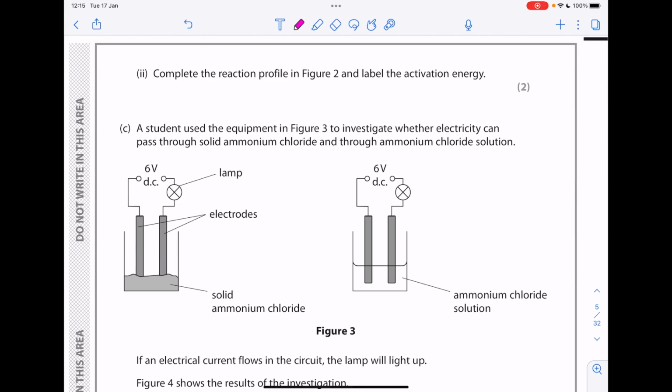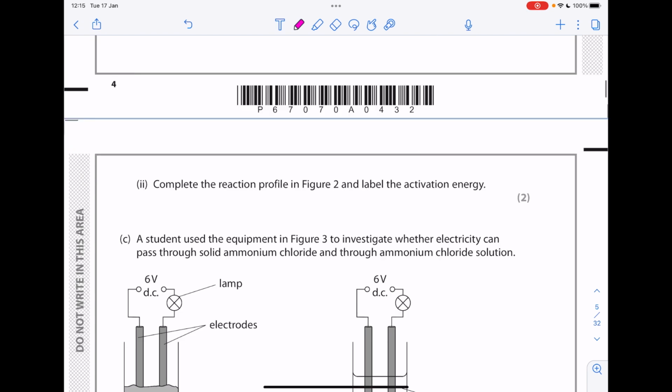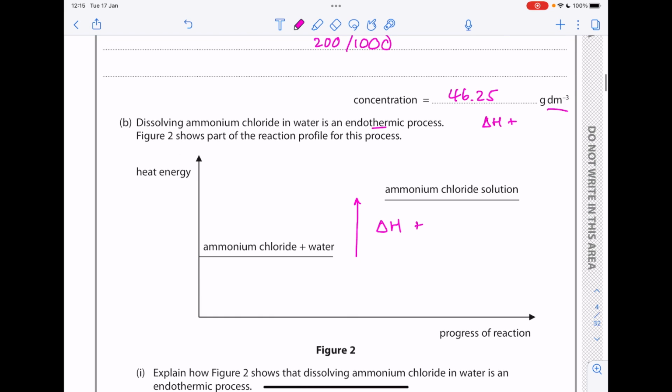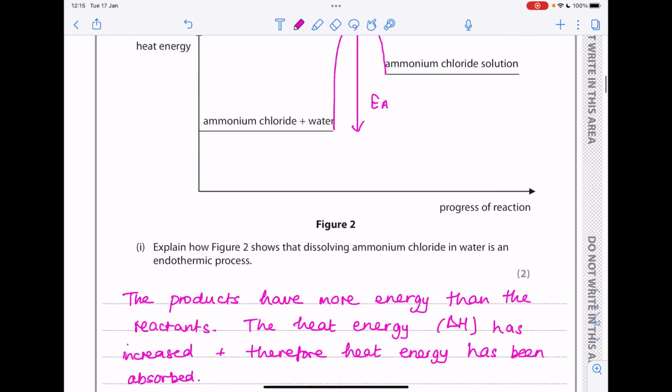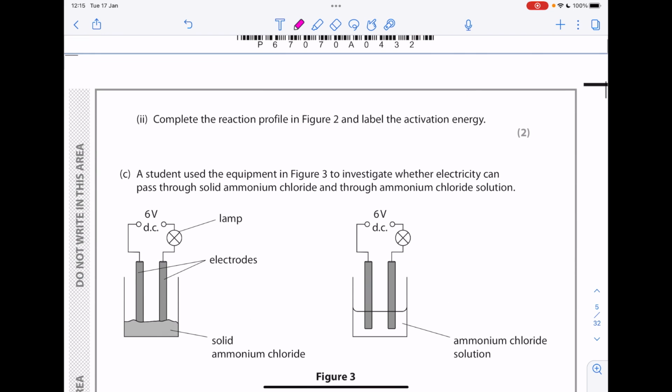Complete the reaction profile in Figure 2 and label the activation energy. So remember we need to show that peak. And if I actually remove this, the activation energy is drawn from the reactant's energy level to the top of that peak. So there is your activation energy. Make sure you read every question. It'll be very easy to miss part 2.